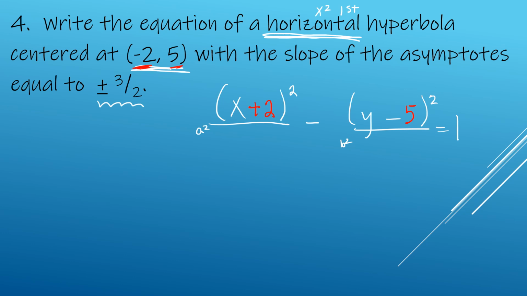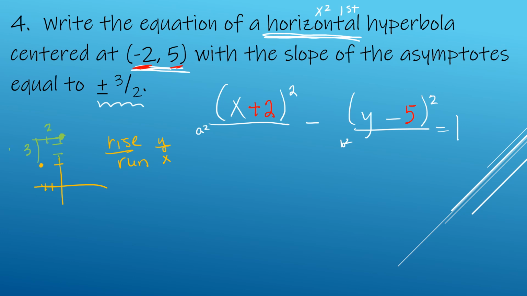Okay, so from our center, I'm just going to do a rough sketch. I'm going to go to the point negative 2, 5, there's my center. And the slope of my asymptotes, remember, is always the rise over the run, so the y over the x. So it says to travel up and down 3, 1, 2, 3, so I'm going to go up 3, and then to the right 2, 1, 2. There we go. So I went up 3 over 2.